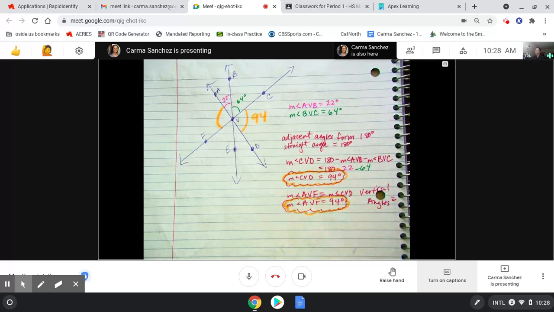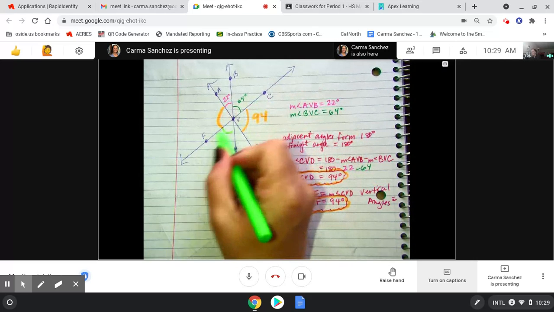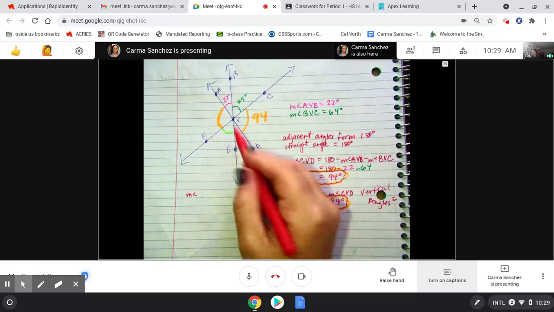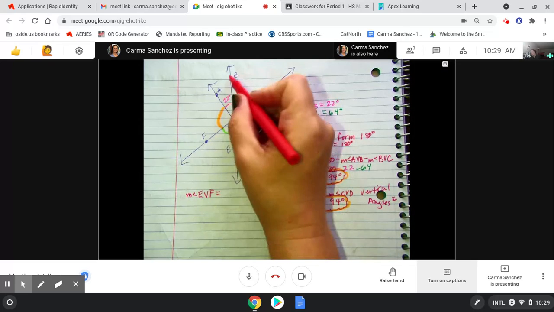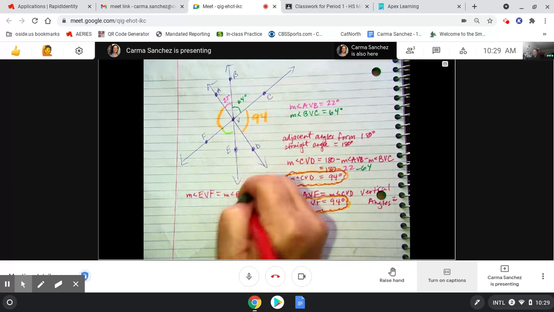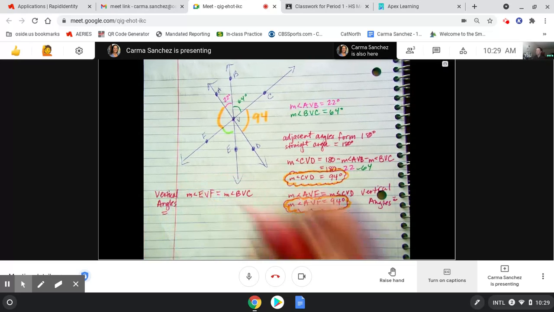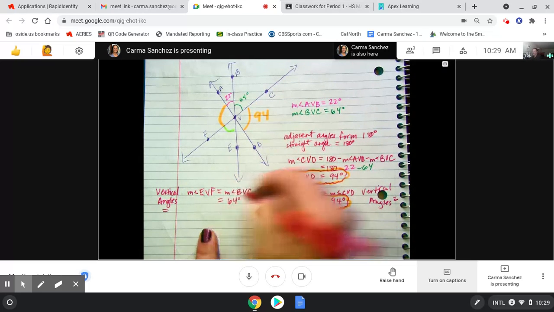Okay, now let's do the angle across from this guy. Across from here, and again, you can call it EVF or FVE, as long as the V is in the middle, you're good to go. So the measure of angle EVF is equal to the measure of angle BVC. Why? Because vertical angles are equal. So EVF is equal to BVC, which we know is 64 degrees. So there's our angle.